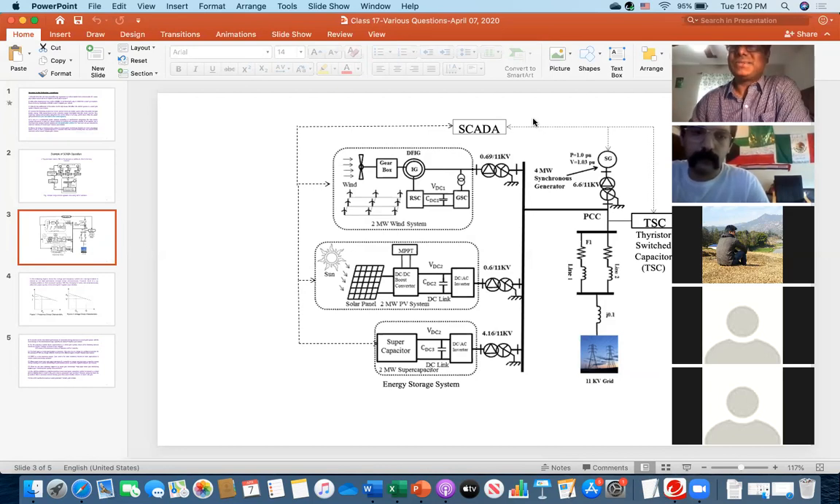Do you understand the questions? Because this is an example of the microgrid, it has a variety of different sources. There is a conventional source, the synchronous generator. There are wind, solar, energy storage, and the main grid.